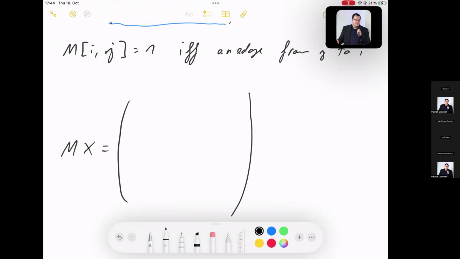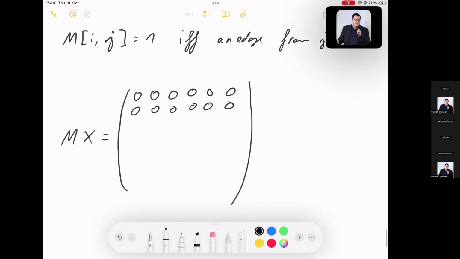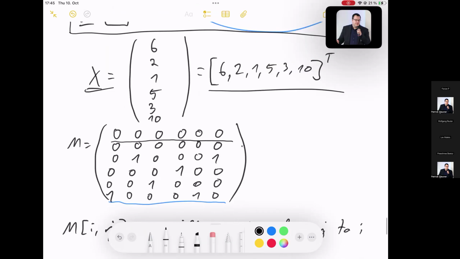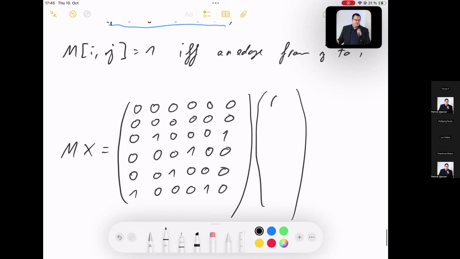And what we are doing is here, we have matrix M, and I'll just copy the matrix from before, because we will do some calculations now after we have written above here the matrix. And we multiply from the right our state vector x. And x was before 6, 2, 1, 5, 3, and 10.